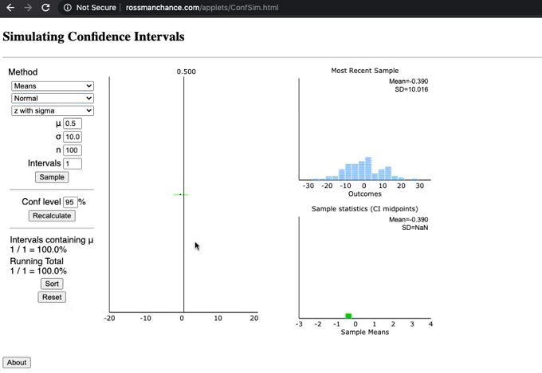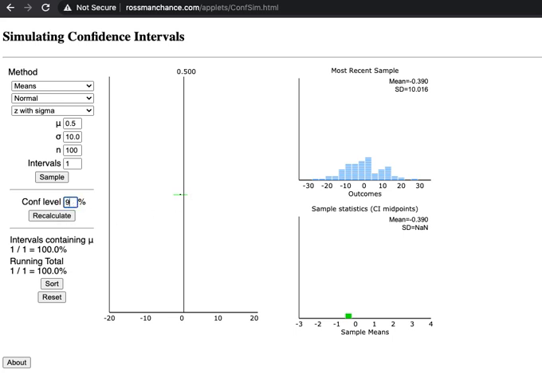So we ran this one time, and you can see we've got 100 things in the distribution. It kind of follows this pattern. It does include the true mean. So the true mean is 0.5, and a little green line crosses over that. So it is included in our 95% confidence interval.